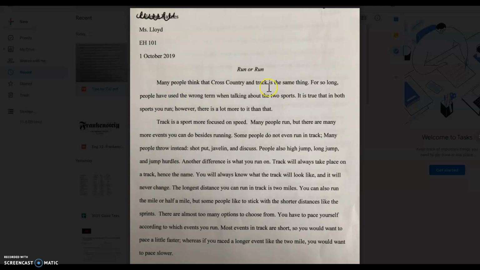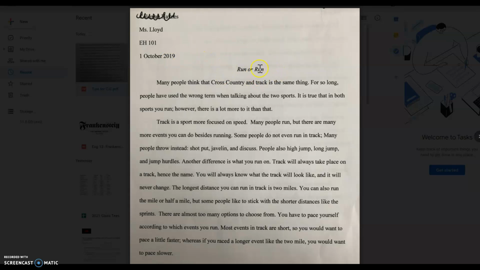All right, so this one I wanted to point out. This guy chose to write about cross country and track. One thing I do want to point out, with MLA format, you want to make sure that there's not this gap here, that there's just one space between the header and the title.